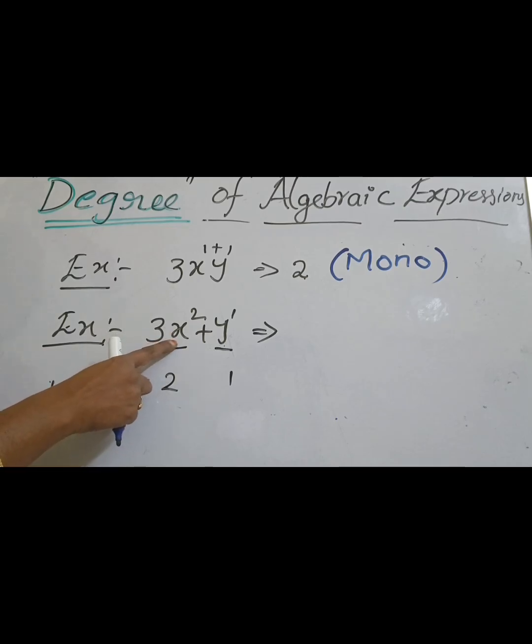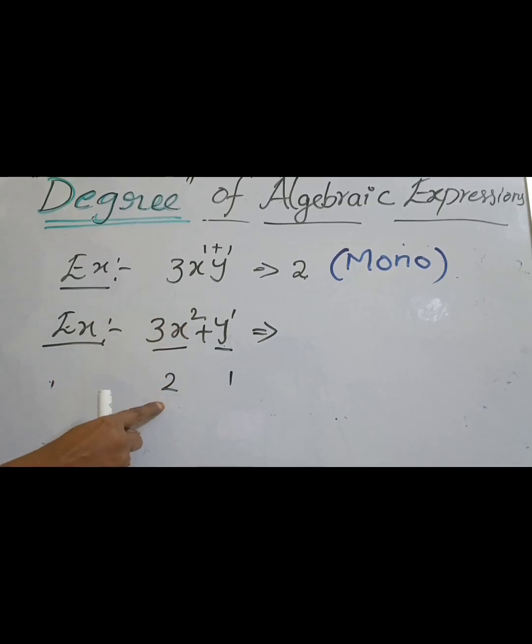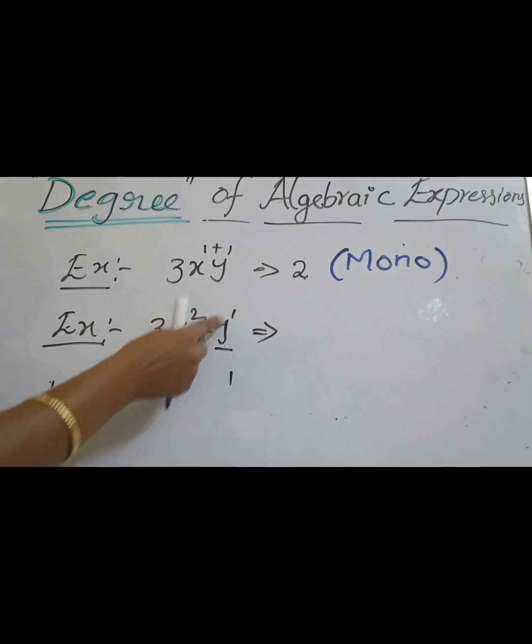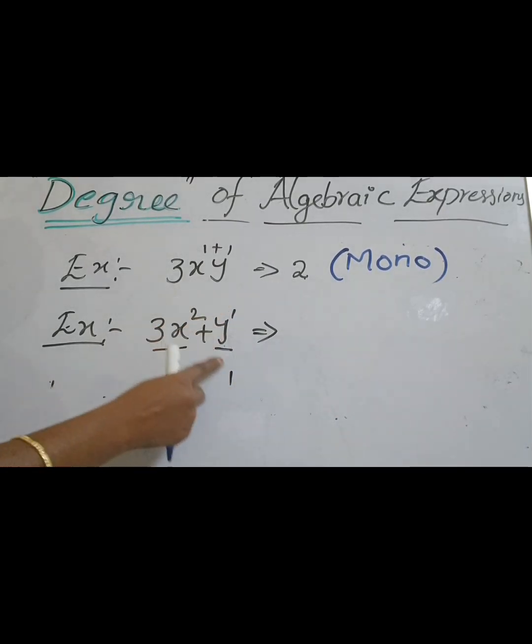Only a single variable is there. Whatever exponent is there, that is the degree of that term. So 2 is the degree of this term. Now in this term, y power 1, nothing is written, which means the exponent is 1. So what is the degree of only this term? 1.